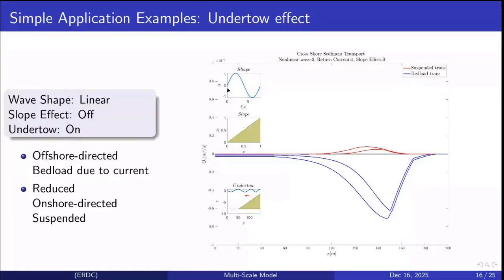So now if we use the linear wave shape, we don't include the slope, but we include the current part of this problem. The first thing you'll notice is that the otherwise onshore suspended sediment transport is greatly reduced or greatly attenuated, although it's still onshore directed. And then there's a dramatic effect in terms of the bed load, which ends up being strongly directed offshore due to the undertow effect.